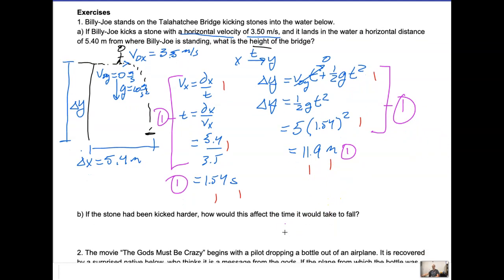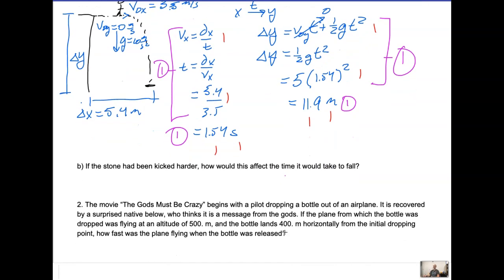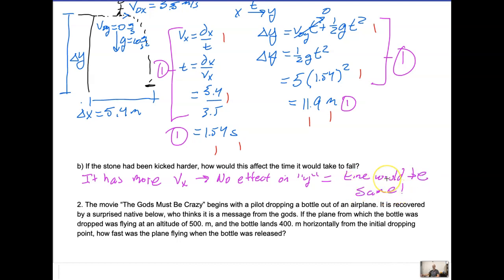Next one. If the stone would have been kicked harder, how would this affect the time to fall? Here we're going to answer it by saying that if I kick it harder, it has more Vx, and so that would increase just the speed in the x, but it would have no effect on the y, and so therefore your time would be the same. Okay, so the time to fall would be the same.